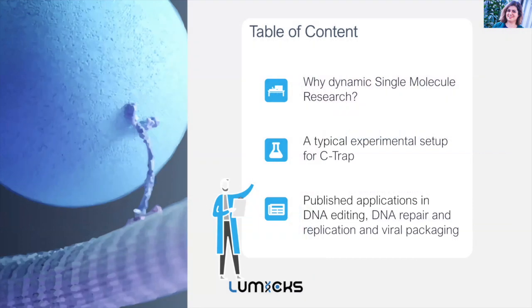Oh, there we go. So the outline of the talk is that I start first with explaining why you would want to do dynamic single molecule research, and then I will introduce to you the technology that LUMICKS has developed. The instrument that I will talk about today is called the C-Trap. I'll show you the experimental setup and explain the technology, and then I will go over a few applications of the technology in looking at DNA protein interactions, specifically looking at the examples of DNA editing, DNA repair, replication, and viral packaging.